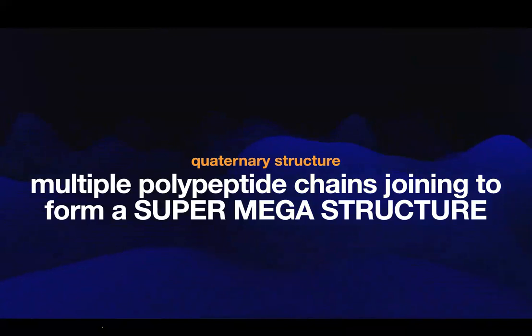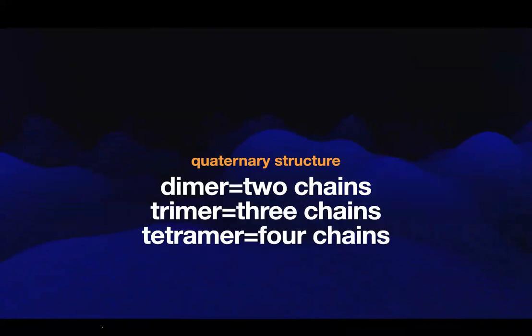And then if I take one tertiary structure, I take another tertiary structure, and I join them together, I have the quaternary structure. So by convention, the amount of chains we have will change the terminology we use. So if we have 2 chains, we call it a dimer. If we have 3 chains, we call it a trimer. If we have 4 chains, we call it a tetramer, etc. And the best example of a quaternary structure is the good old hemoglobin molecule.